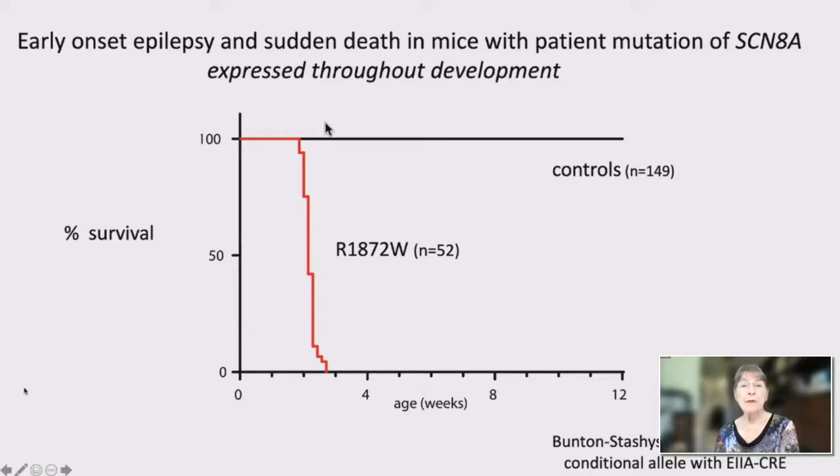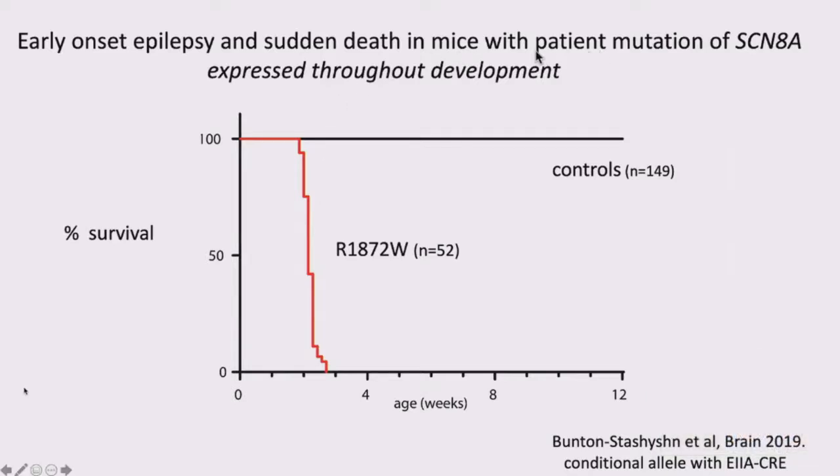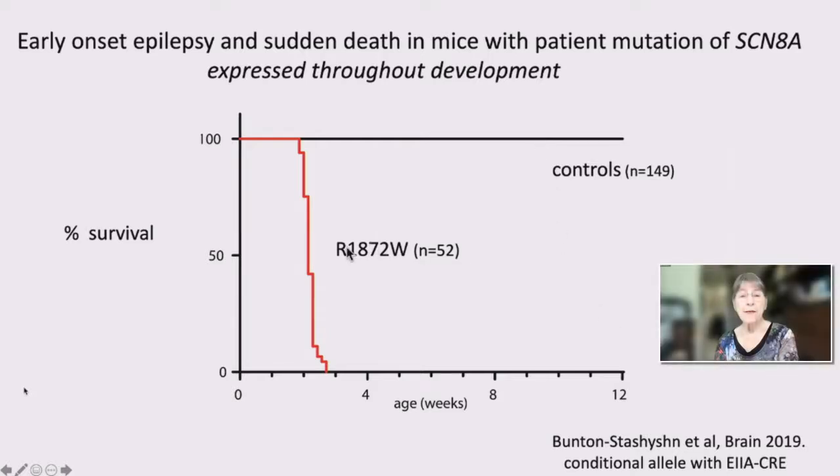Now, this is what happens if we cross these mice with a CRE that's expressed throughout development. We get very early onset epilepsy and sudden death after the first seizure, in fact. So here you can see percent survival. The wild type mice are surviving for this 3-month period, but the mice that have the R1872W mutation of 8A have sudden death between 3 and 4 weeks of age, and they're all gone by 1 month.